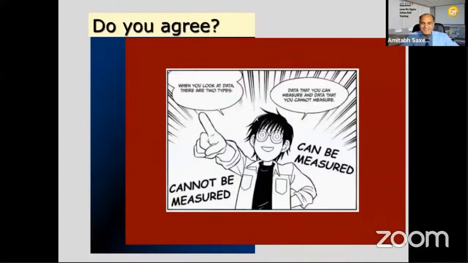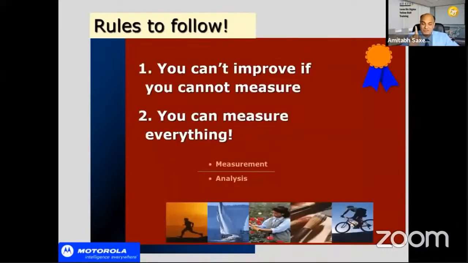But let me tell you, no, it's not. You can't improve if you cannot measure, and you can measure everything. Please remember 3 rules. What are the 3 rules? You can't improve if you cannot measure. Second is, you can measure everything. And the third rule is, if you think something cannot be measured, go back to rule number 2. That means you can measure everything. Okay, jokes apart, the third rule is, if you think something cannot be measured, probably it is attribute data.